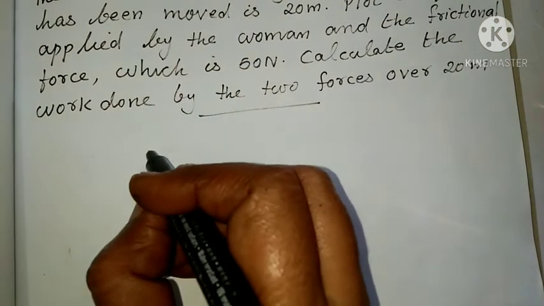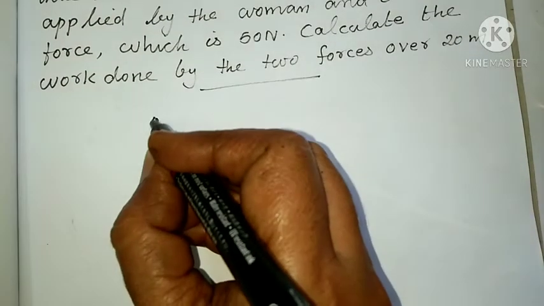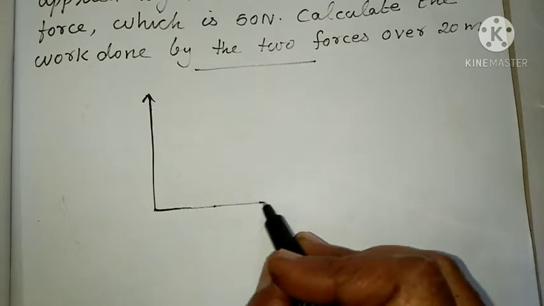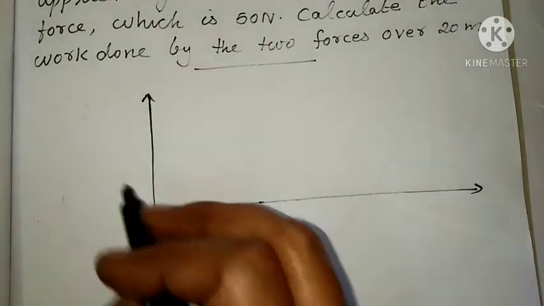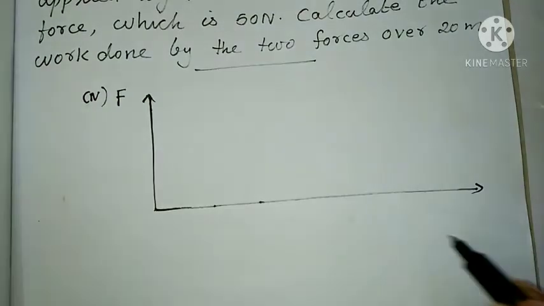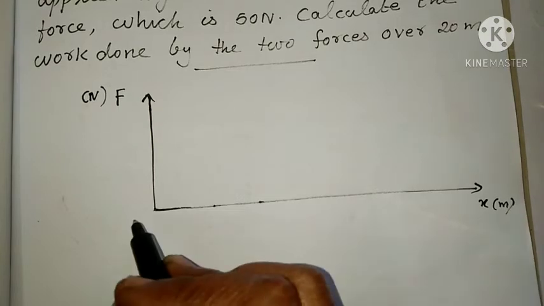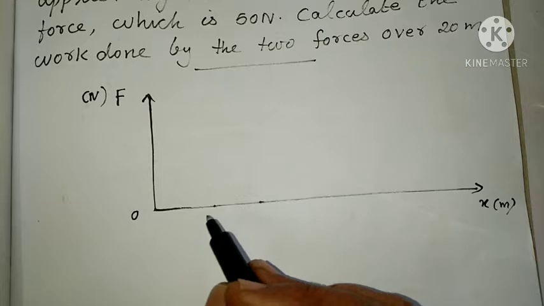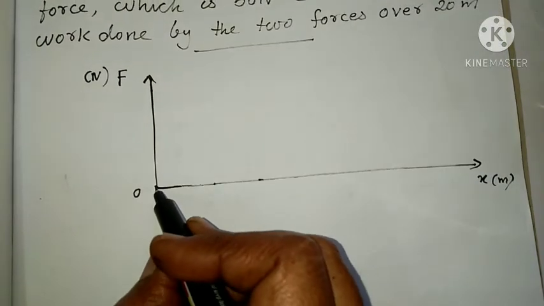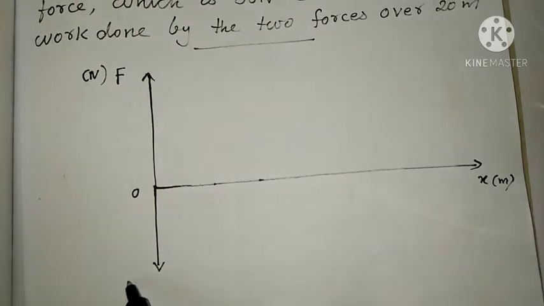We should take the force along the y-axis, and the displacement along the x-axis. So we can note it as force in Newton and displacement in meter. This is the origin. And here the opposing frictional force is there, so you want to draw the negative axis for force also. We can note it as minus F.